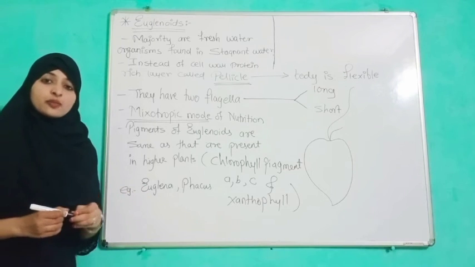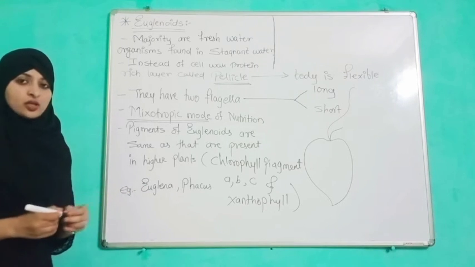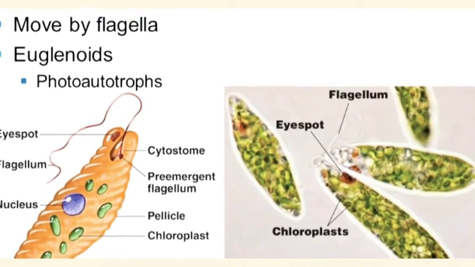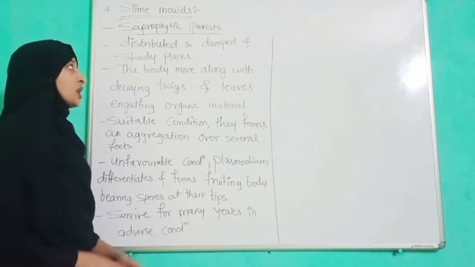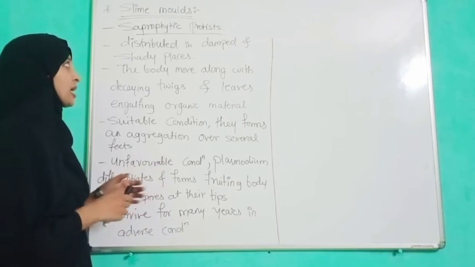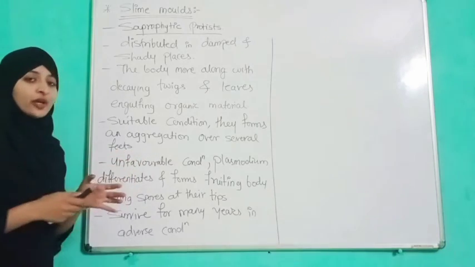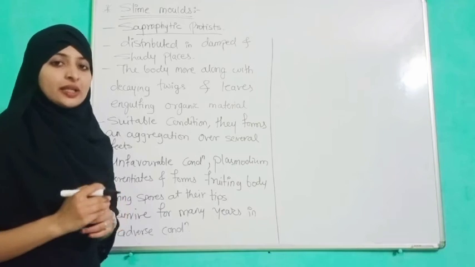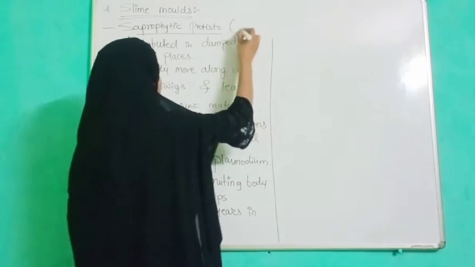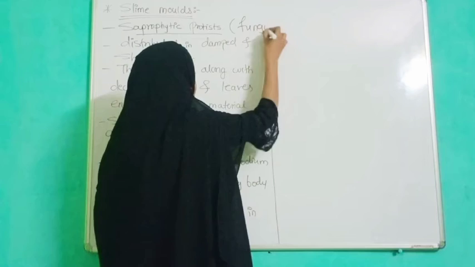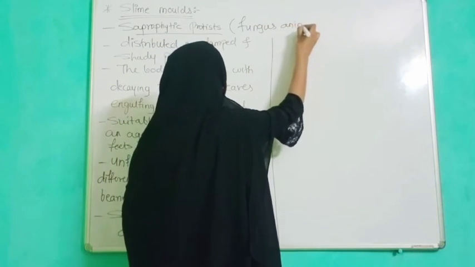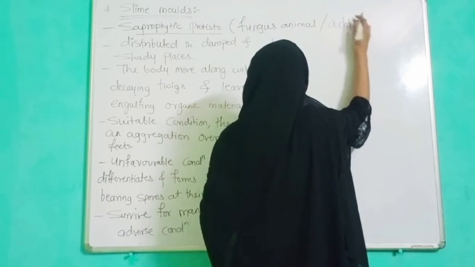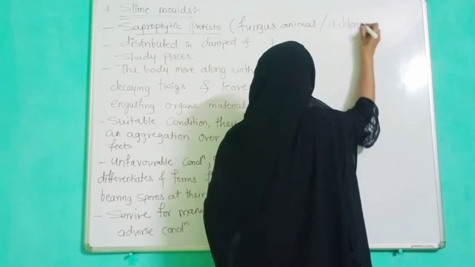Now we are going to discuss slime molds, that is fungus animal. They are saprophytic protists, which means they feed on decaying and dead matter. We can also call them fungus animal, or else chlorophyllus.